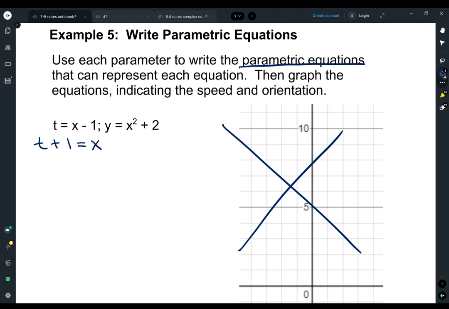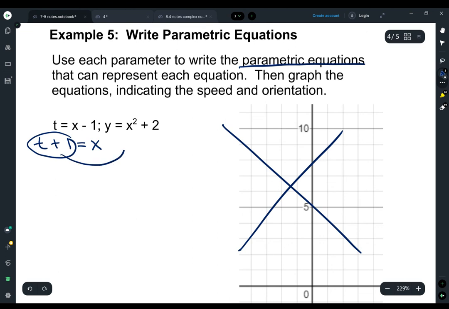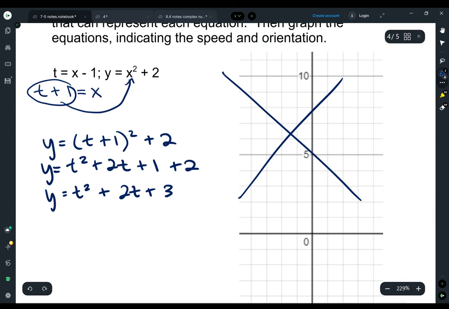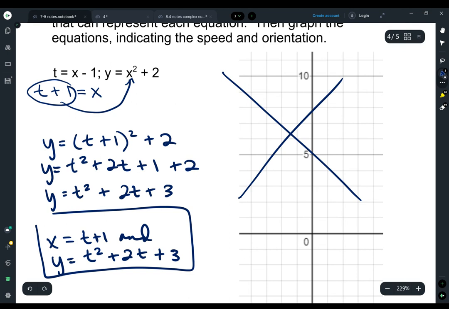And then all I would have to do is substitute this one into the second one for x again. That means y equals the quantity t plus 1 squared plus 2. And then I would want to go through and work that out. T squared plus 2t plus 1 plus 2 is y equals t squared plus 2t plus 3. So then I do need to list them both together. X equals t plus 1 and y equals t squared plus 2t plus 3. So that would be a set of parametric equations.